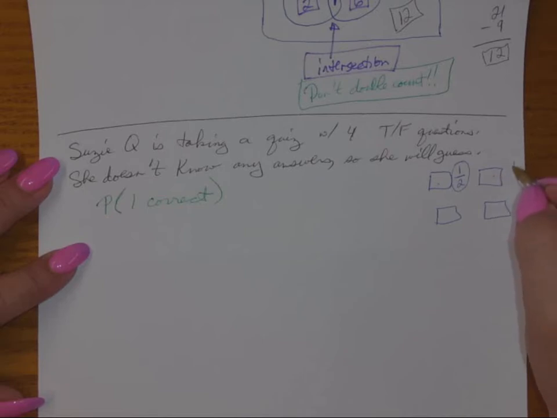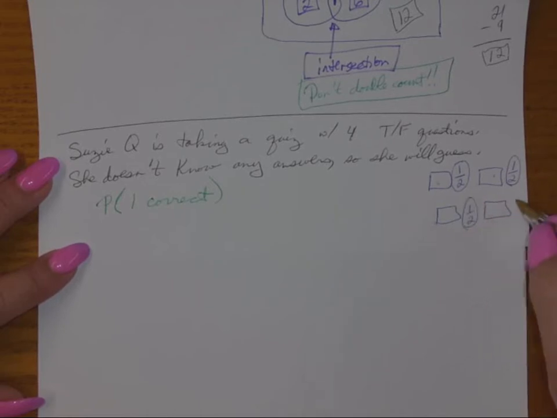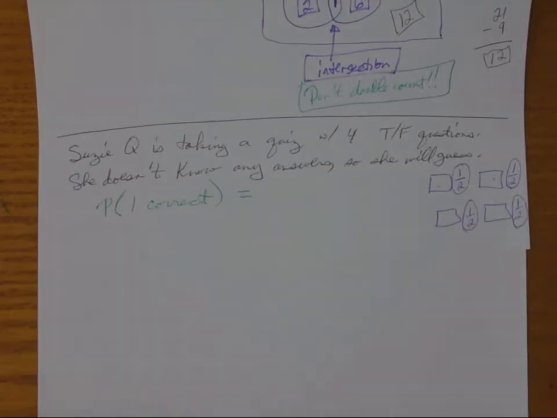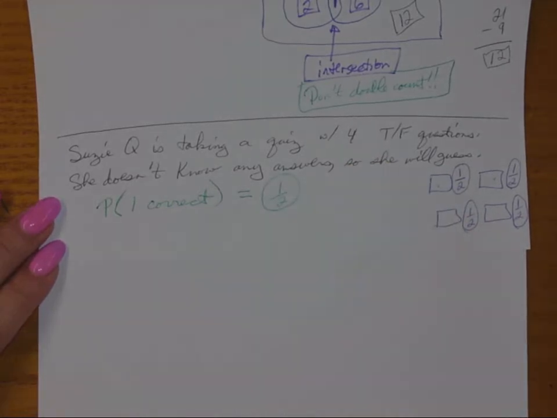Problem number 2, still a 50-50 shot. 50% probability of guessing and getting it correct, and that's true of all 4 questions. Is that all right? So what's the probability of her getting 1 correct? Well, that's a 1/2, right? 1 out of 2 chance.